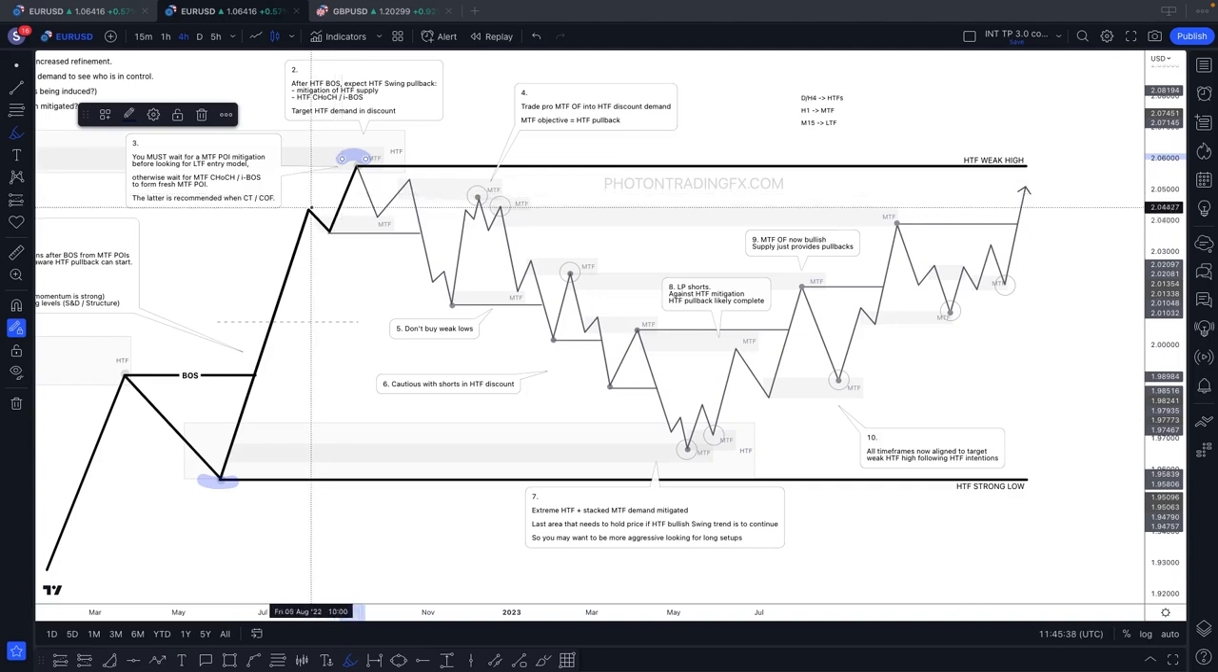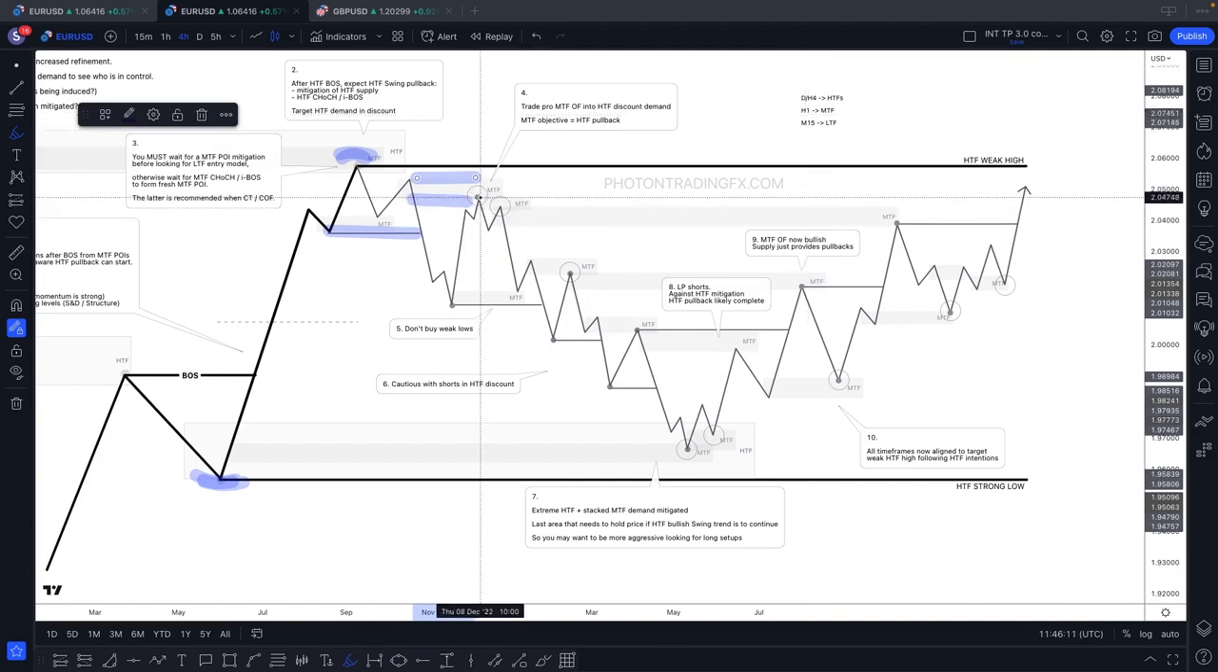At this point, when we have, let's say, an H1 change of character, what do I expect? I expect a pullback of this H4 leg. After the H1 gives you a change of character, I'll look for possible pullbacks. So I draw my POIs, like Matt said here, on the medium time frame. I draw my POIs mainly on the medium time frame, which is H1.